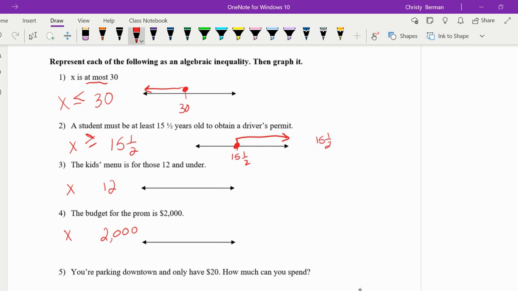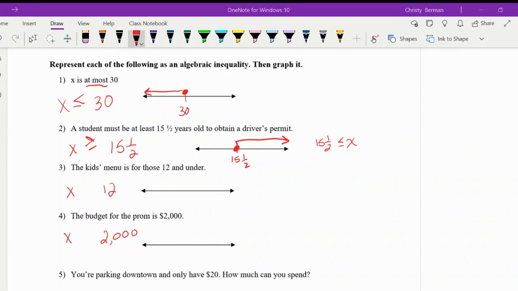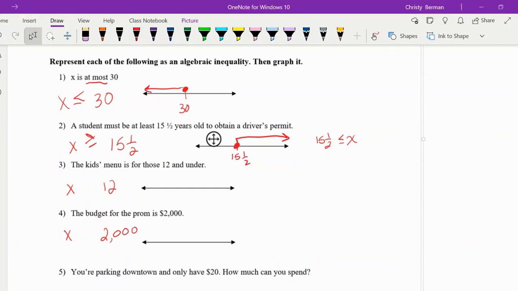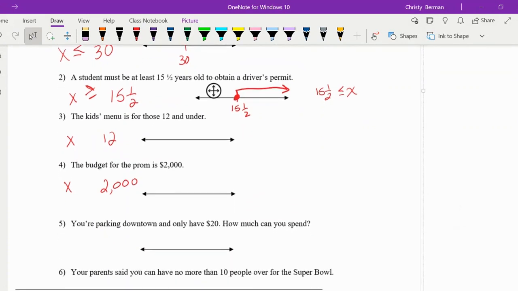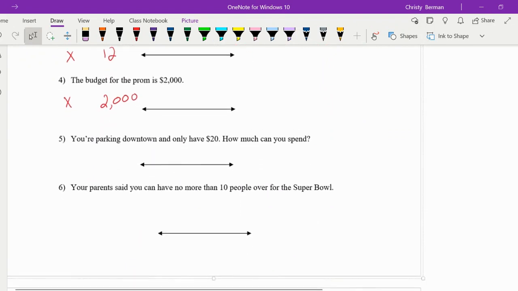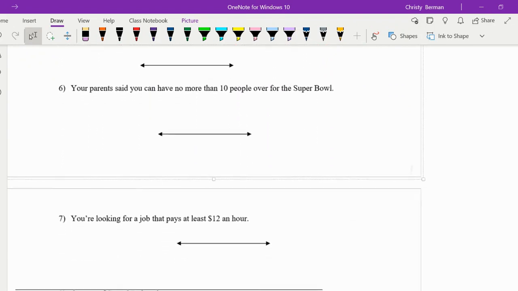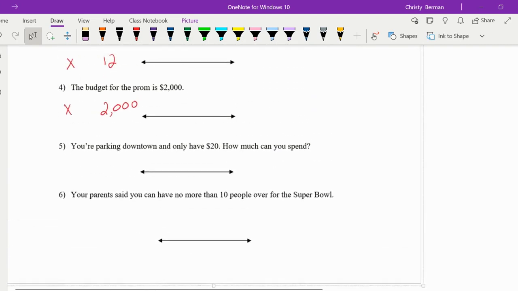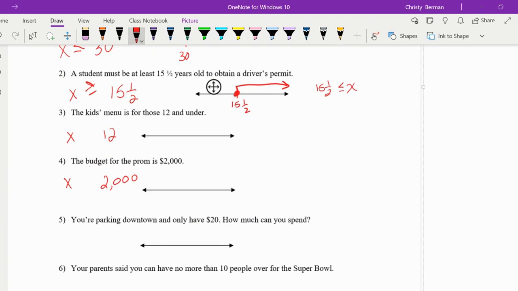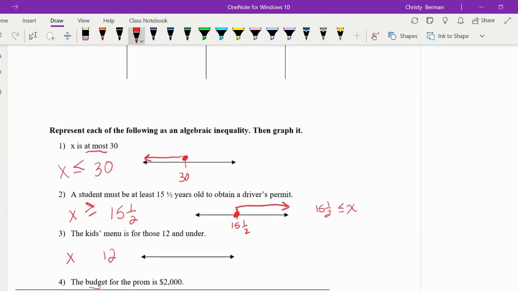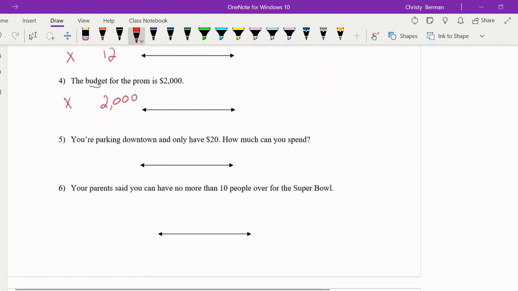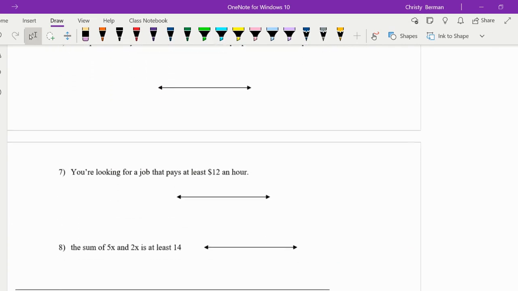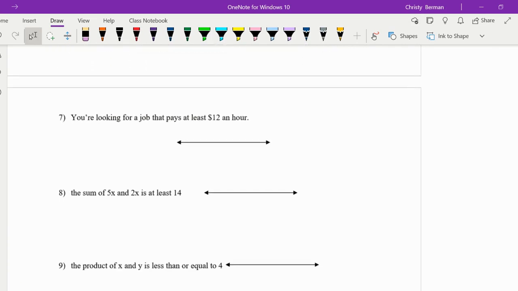Remember that you can also flip this around so that the variable is on the other side. Be aware that that is a possibility because you might see something like that on your test. Okay. So I want you to work on these on your own or with a partner and think about what these words mean. Budget. What does it mean to have a budget? Is that going to be a greater than or less than? Can you equal it? Okay. And then come back into this document and check your work.